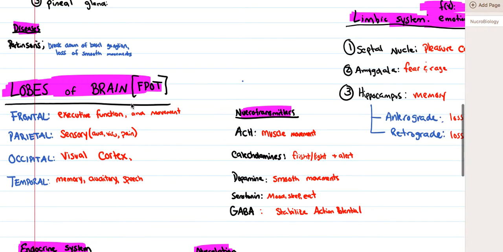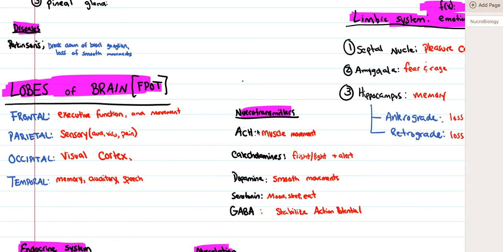The lobes of the brain are the frontal, parietal, occipital, and temporal. Frontal is executive function and movement. This is where the motor cortex will be found. Parietal is sensory, visual, auditory, and pain sensors. Occipital is the visual cortex. When you get hit in the back of the head, you will lose sight. And temporal is for memory, auditory, and speech. Wernicke's area is located in the temporal region.